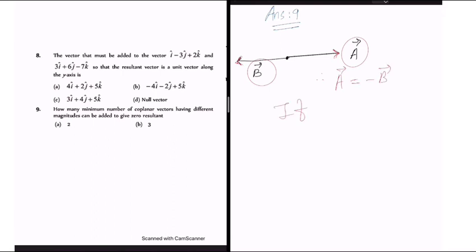If A plus B is 0, so the magnitude of these two is the same, A is equal to minus B, so this will not work. Okay, next, let's think. Say this is vector A. Different magnitudes are needed.